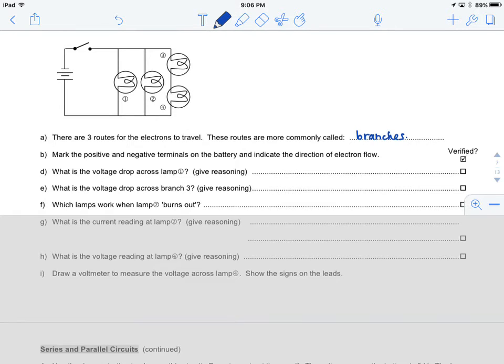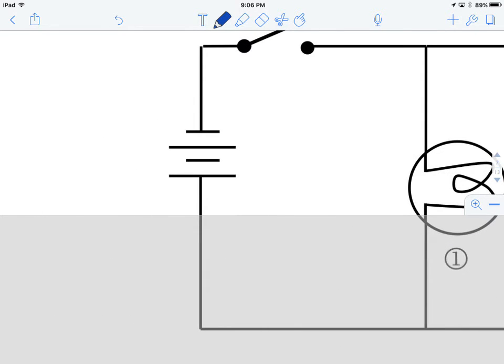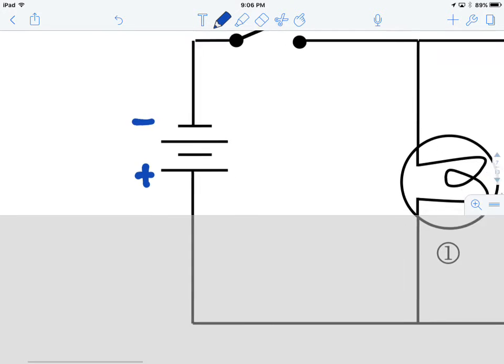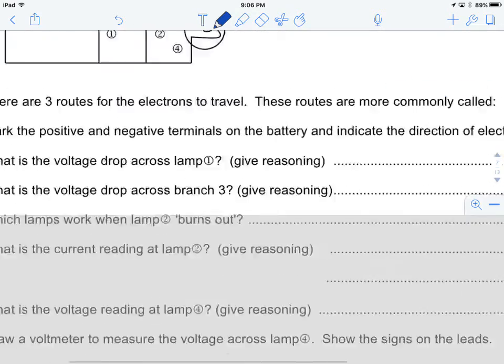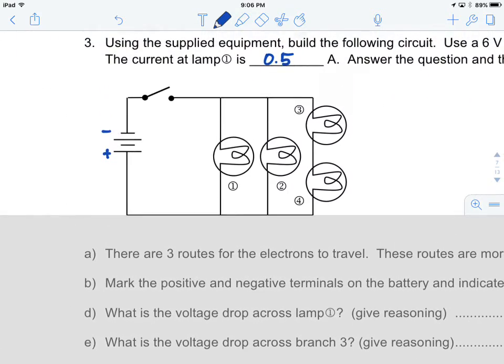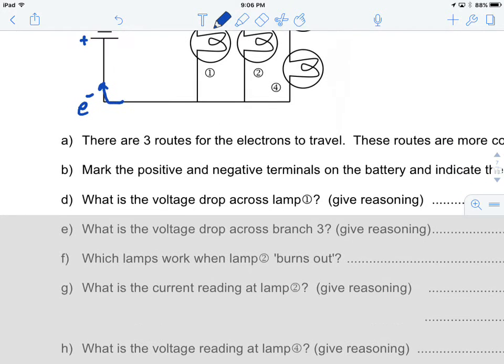Okay, so let's mark the positive and negative terminals on the battery. We know that the long line is the positive and the short line is the negative. And so this is done. Indicate the direction of electron flow. Well, obviously electrons are going to flow away from the negative terminal and then towards the positive terminal. And so this is good.